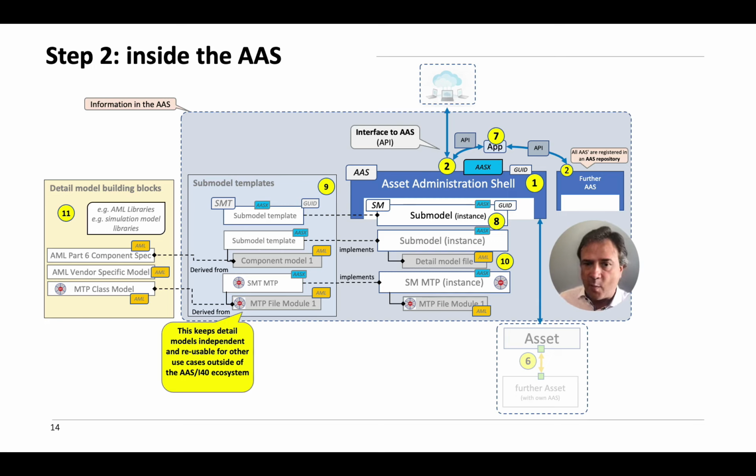And this separation has two benefits. First, we don't need to remodel detail model information in the submodel. And second, we can distribute the detail models independent of the Asset Administration Shell framework, because there are many use cases where we don't need the Industry 4.0 ecosystem.